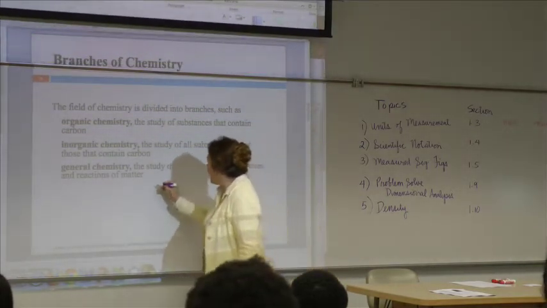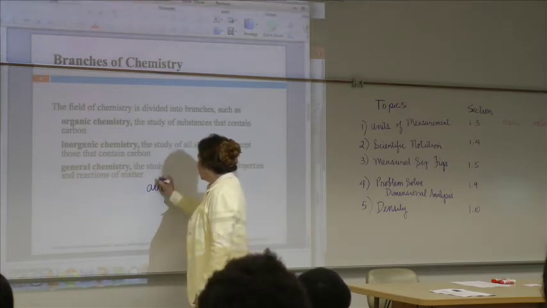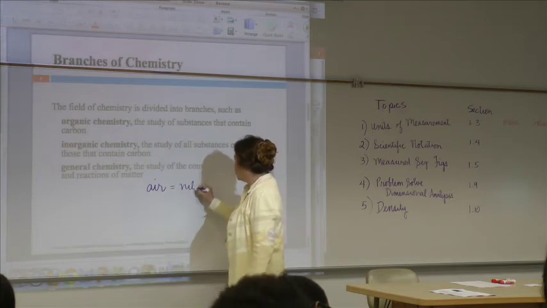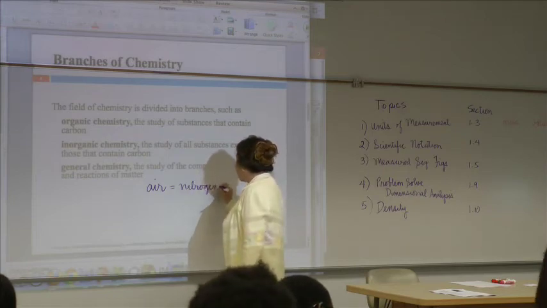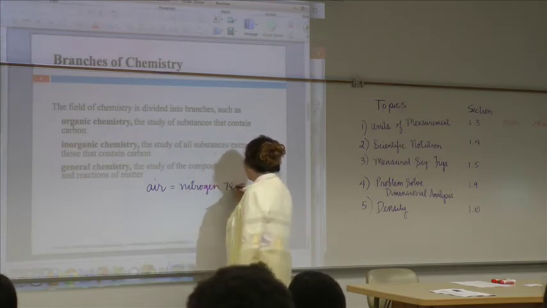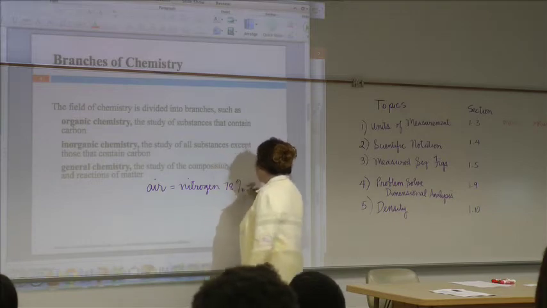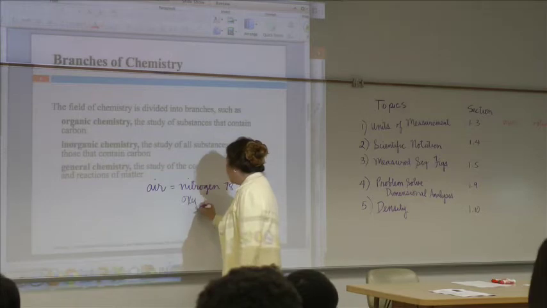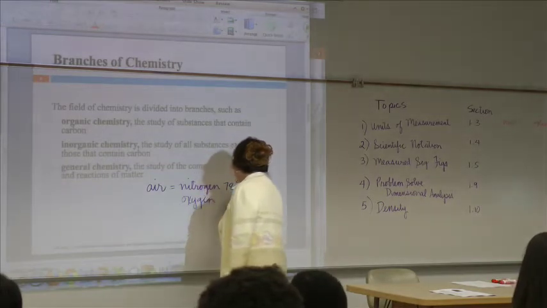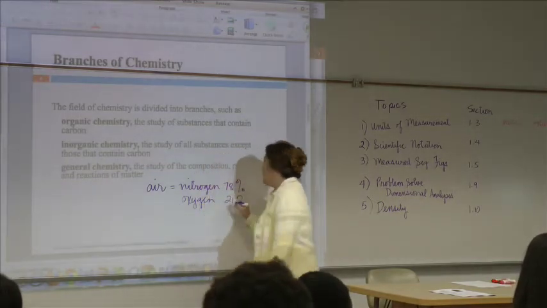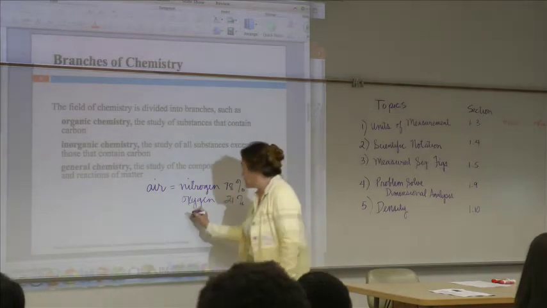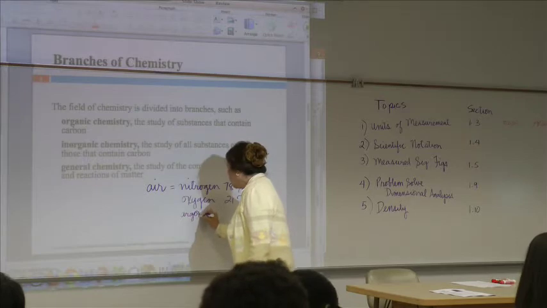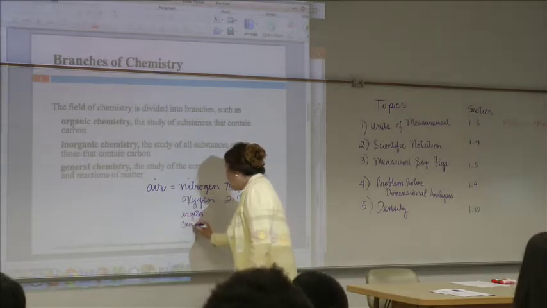And so when we say air, air is a mixture of gases that has nitrogen, and 78% of it is nitrogen. So percent, right, per 100. And it also has oxygen, around 21%. And then it has all the other gases like argon, carbon dioxide.